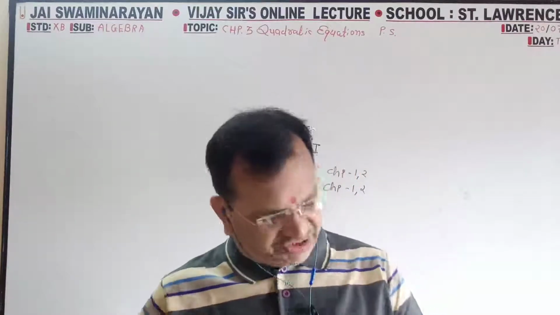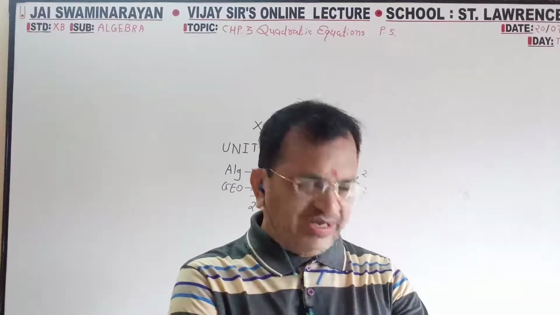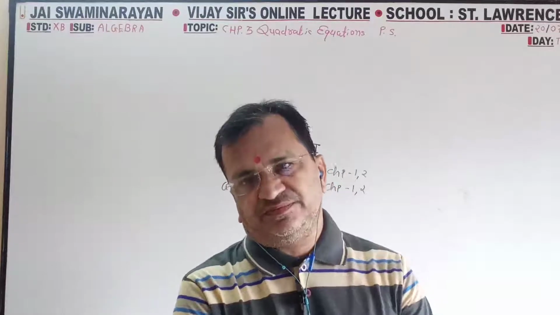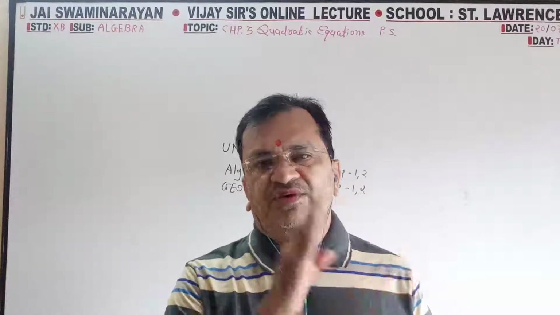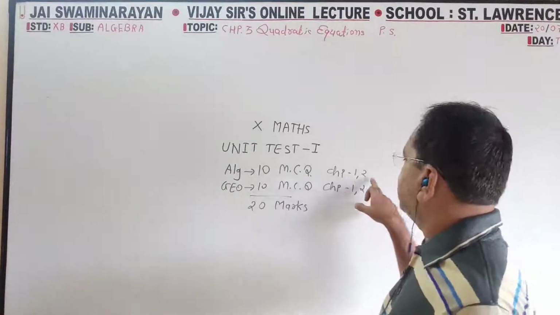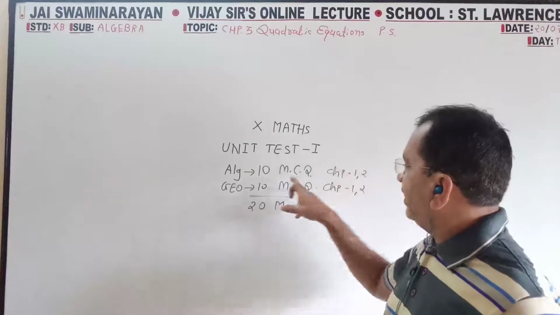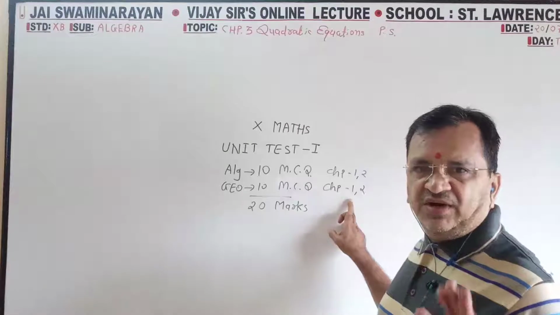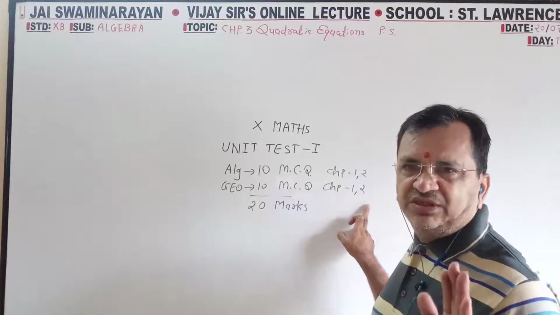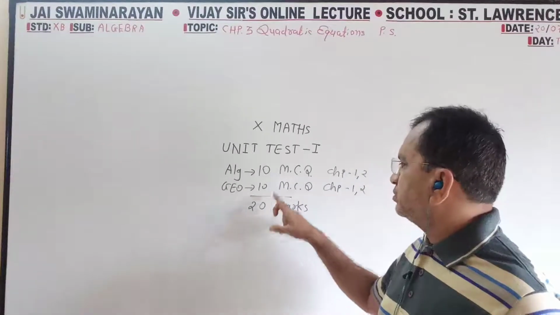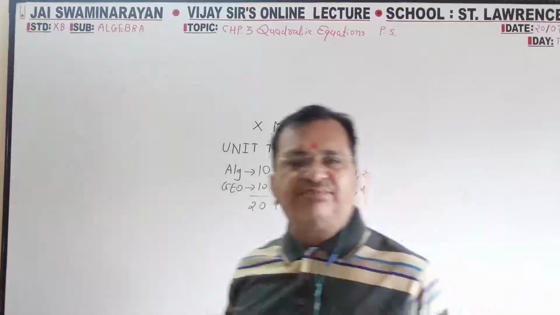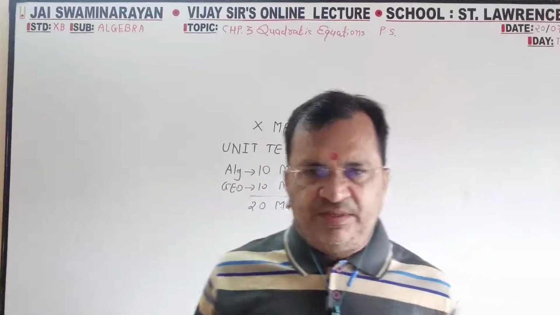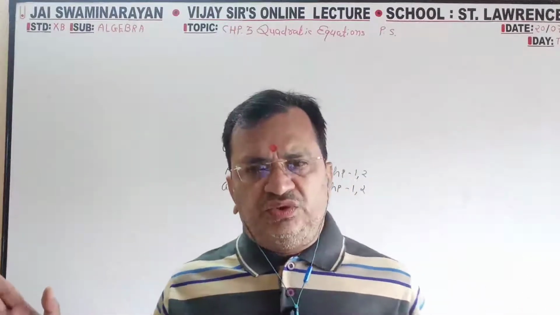From each chapter, we will ask 5 MCQs. Algebra chapter number 1, 5 MCQs. Algebra chapter number 2, 5 MCQs. 5 plus 5, 10 MCQs, 10 marks. Geometry chapter number 1, 5 MCQs. Chapter number 2, 5 MCQs. Total 10 MCQs. So total 20 MCQs, 20 marks. So the syllabus is clear.